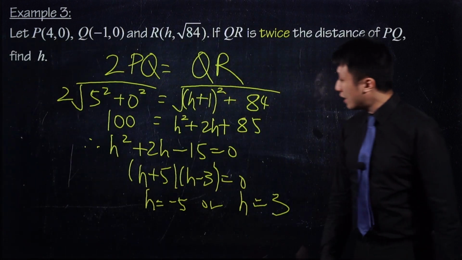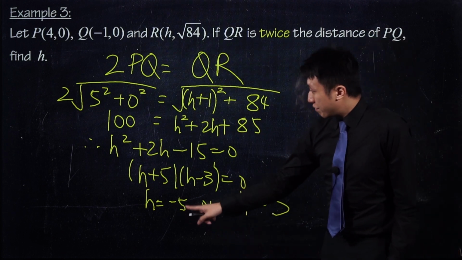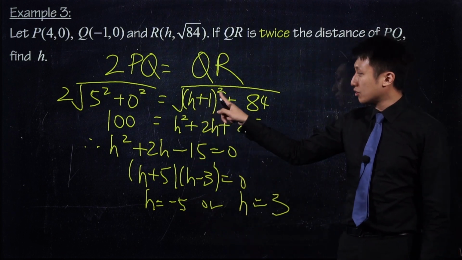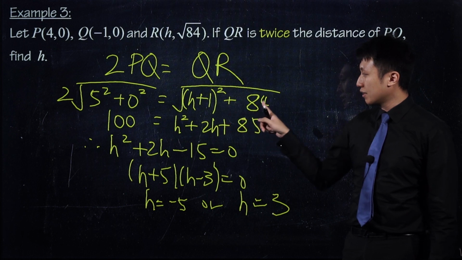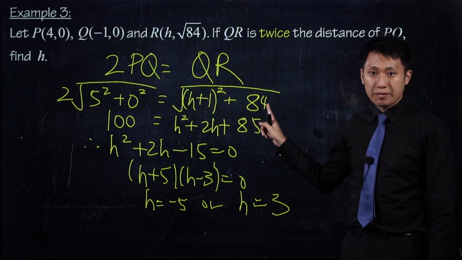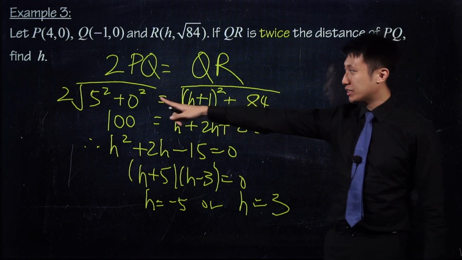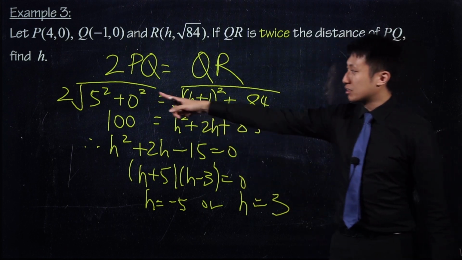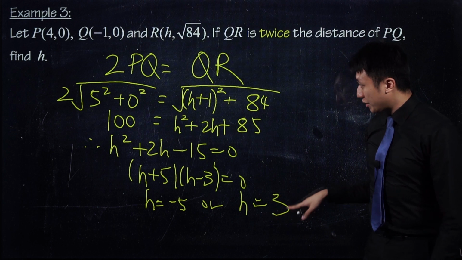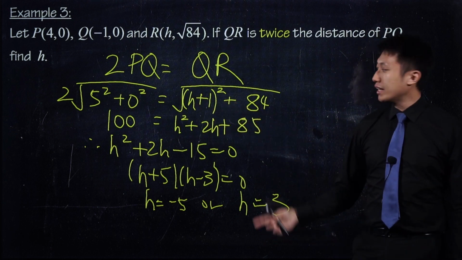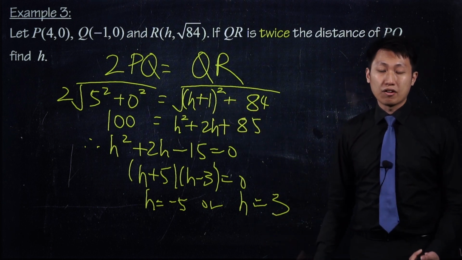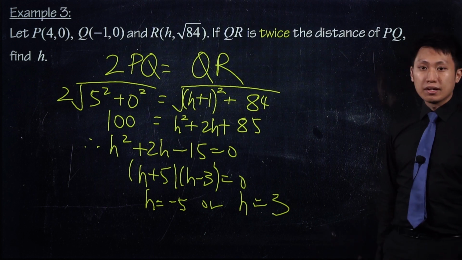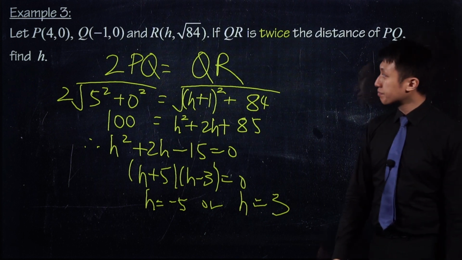Okay, let's verify this. Negative 5, when you sub it in here, it's negative 4 squared, 16 here, add it up, it gives you square root 100, which is 10, because 2 times 5. Then here 3. 3 plus 1, 4. 4 squared, again 16 plus 84, it still gives you square root of 100, which is 10.